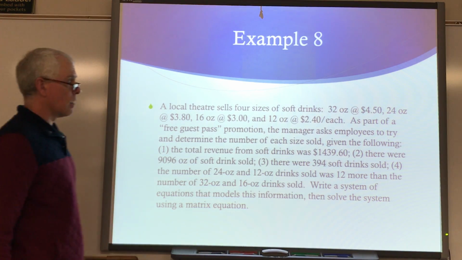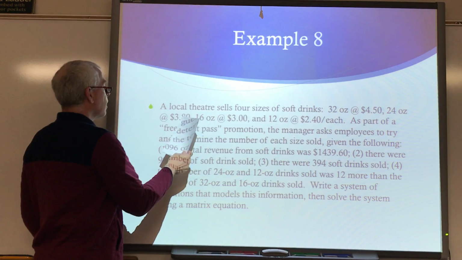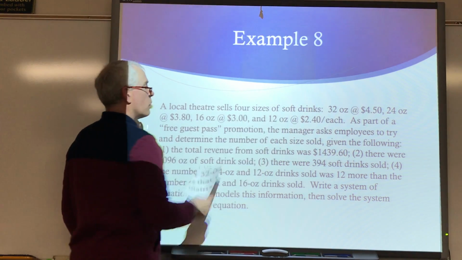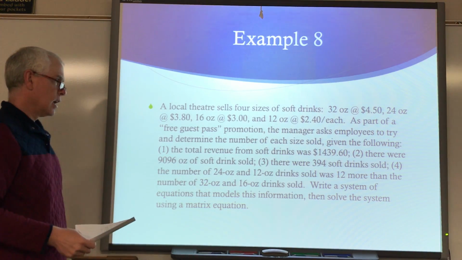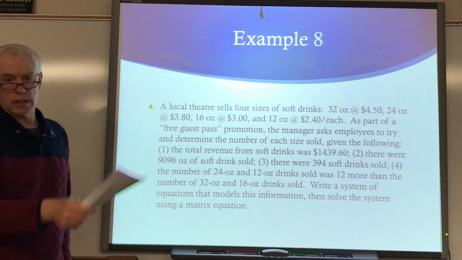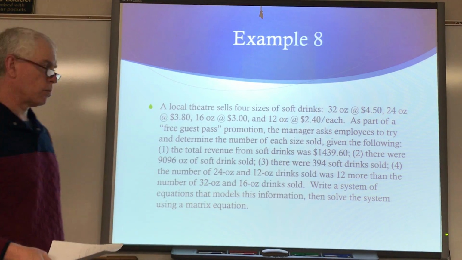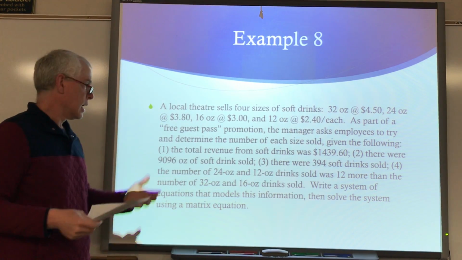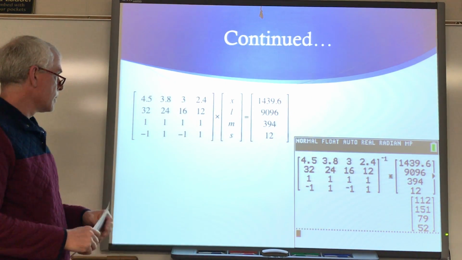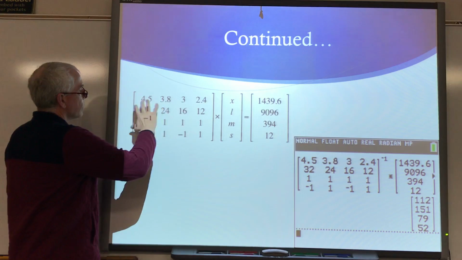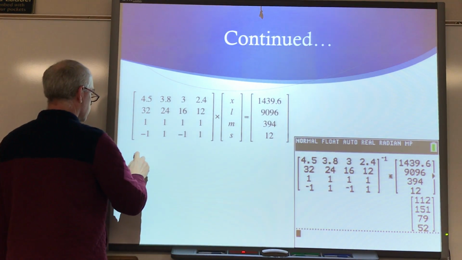Okay? And then the ounces, 32x plus 24L plus 16M plus 12S has to be a total of 9,096 ounces. And X plus L plus M plus S also has to be 394 because we sold 394 soft drinks. And so we're going to be able to set up a system relatively easily here. And that's what's going on over here. So our system of equations ultimately looks like this, you guys.